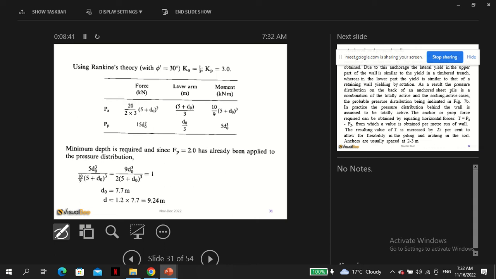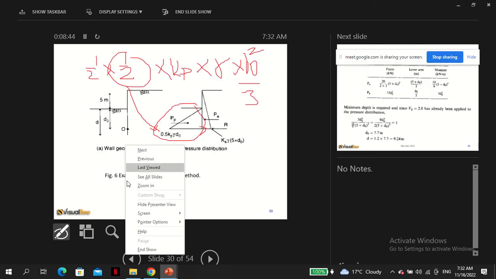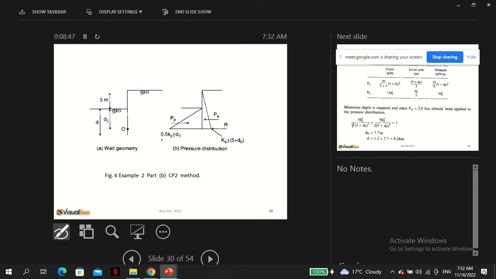So for the passive side, we have a half times Kp. Kp is 3, times 20. I think it's 20, I believe, times d naught over 3. Of course, this is times a half again, because it is customary to reduce.